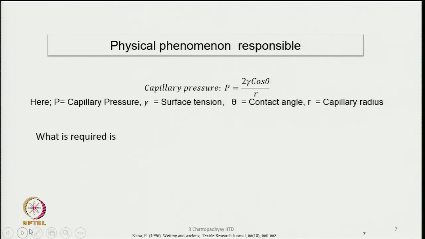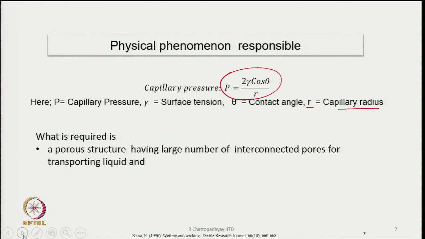Now, the physical phenomenon responsible: this equation we all know, capillary pressure is 2 gamma cos theta by r, where gamma is the surface tension of the liquid, theta is the contact angle and r is the capillary radius. What is required, therefore, is to create a porous structure so that the liquid can flow because of the capillary pressure that is generated, and the magnitude of the capillary pressure depends upon these parameters, gamma cos theta by r. We do not have any control on gamma. Gamma is the surface tension of the liquid. If it is urine, whatever is the surface tension of the urine, that is the value of gamma, and we have no control on that.